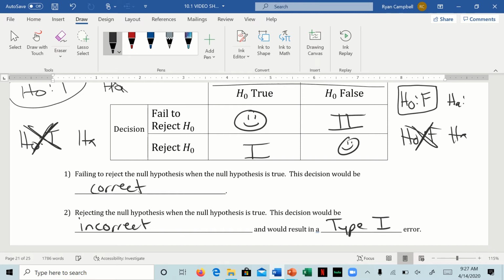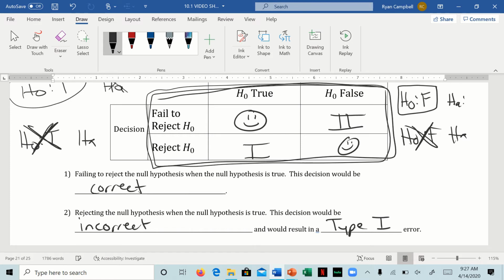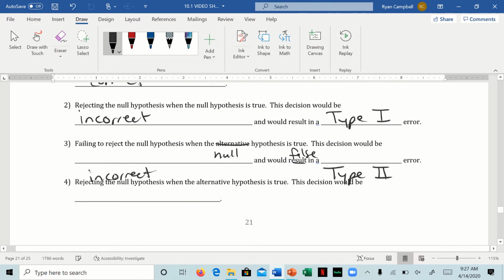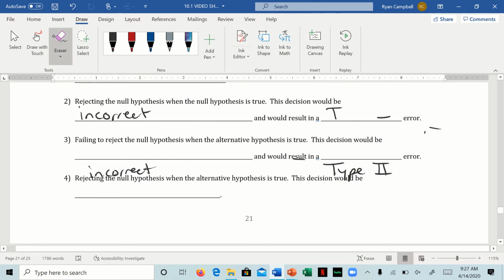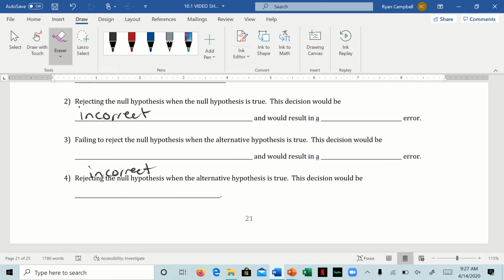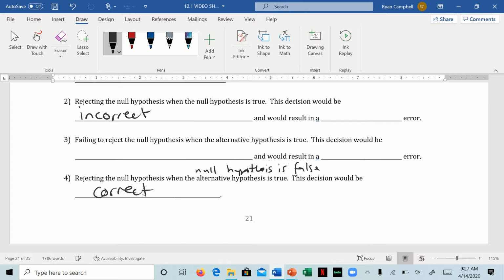So hopefully this table can help you remember what a type 1 and type 2 error is. This is honestly how I have to do it. I just have to rewrite this table when I'm doing a problem like this to remember, wait, which one was which? Good. And so then, of course, we say that if we reject the null hypothesis and the alternative hypothesis was true, or the null hypothesis is false, right? Both ways, then that would be correct.